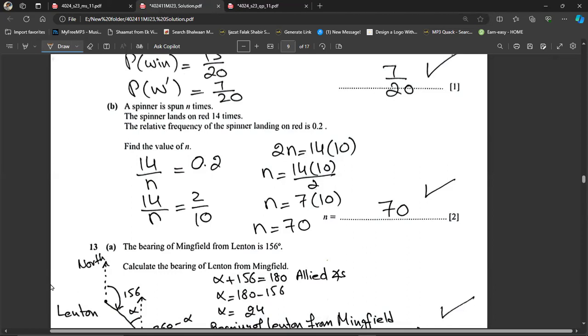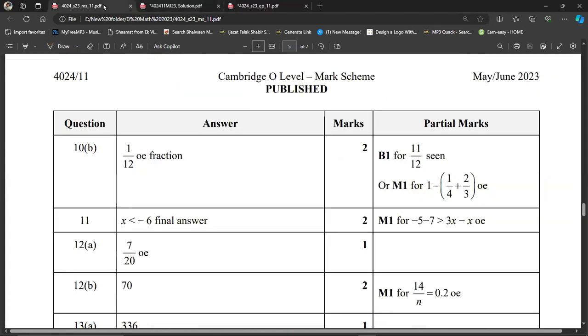So 0.2 means 2 by 10. So 14 out of n equals 2 by 10. So 2n equals 14 into 10, and n equals 14 into 10 divided by 2. That is 7 into 10, that is 70. So basically they have spun the spinner 70 times.